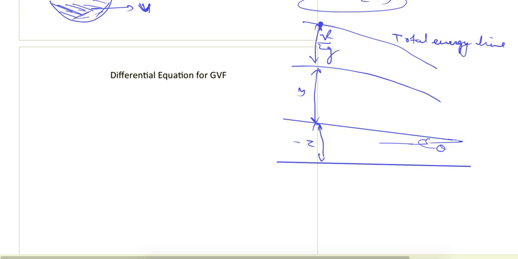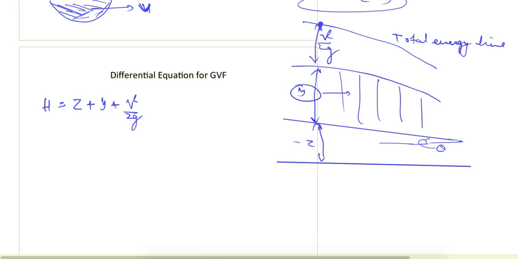So if I want to write the total energy at this section, it will be H equal to Z plus Y plus V square upon 2g. So this is the total energy at this section. Now if I want to know how this depth is varying as we are moving along the channel length, we want to know this change in the depth. So let's say in this direction the length is x, so we want to know the variation of y with respect to x. So let's differentiate this equation.